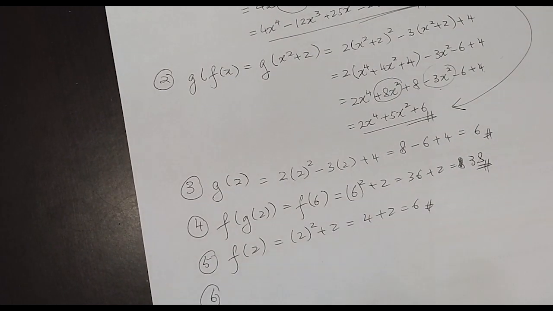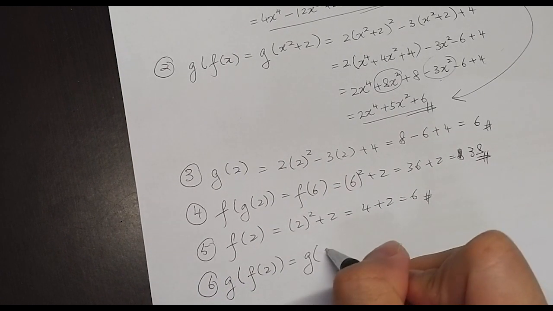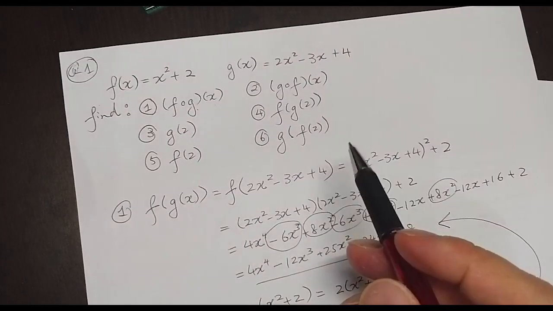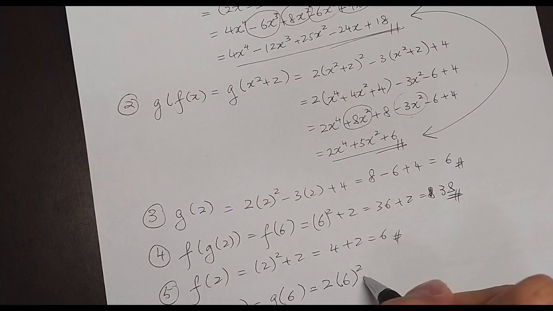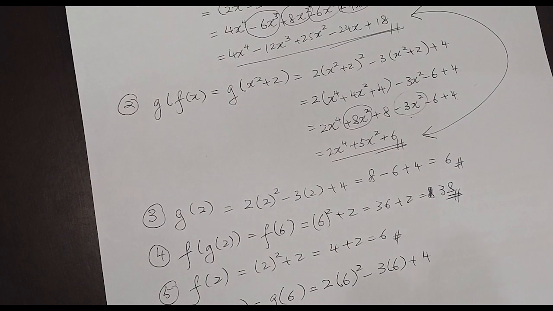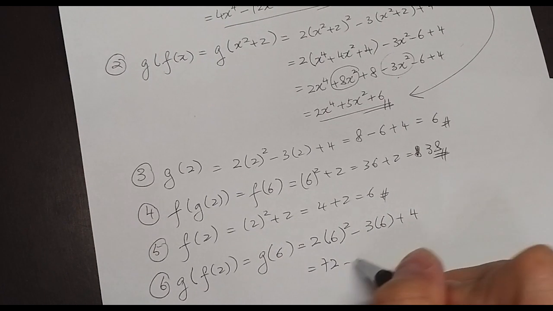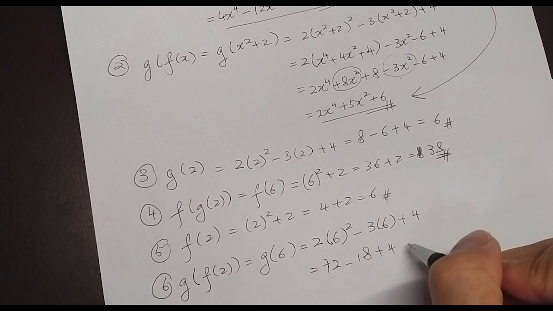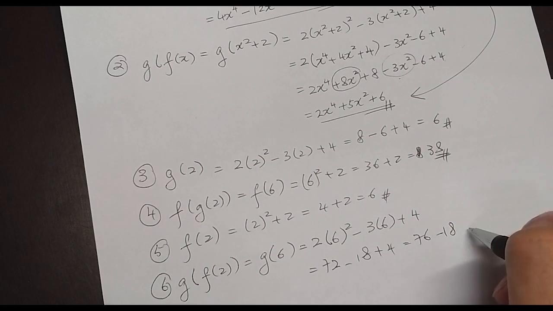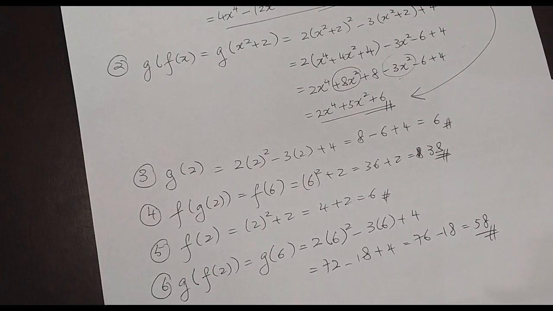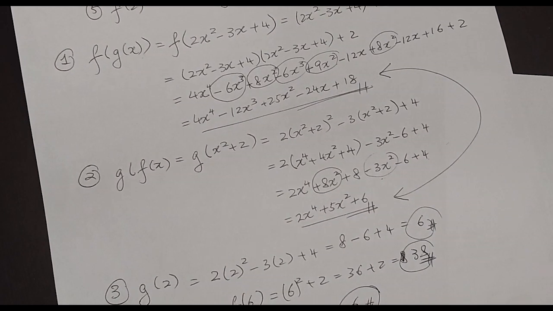And how about question number 6? What is g composite of f of 2, equal to g of 6? We substitute this 6 into the g function of x. We get 2 times 6 squared minus 3 times 6 plus 4. 36 times 2 is 72, minus 18, plus 4. So it's 76 minus 18. So we get 58. The answer is 58.